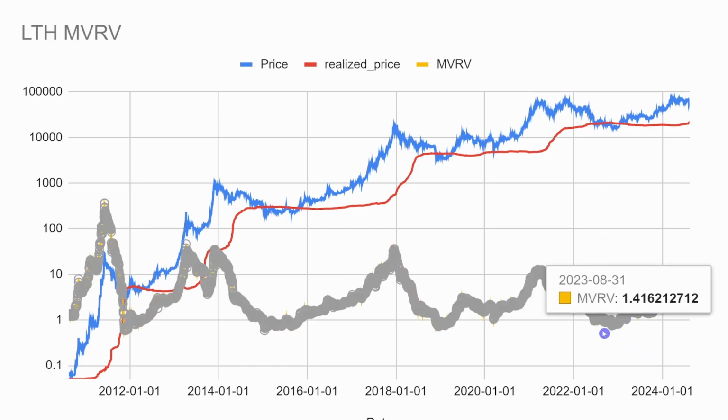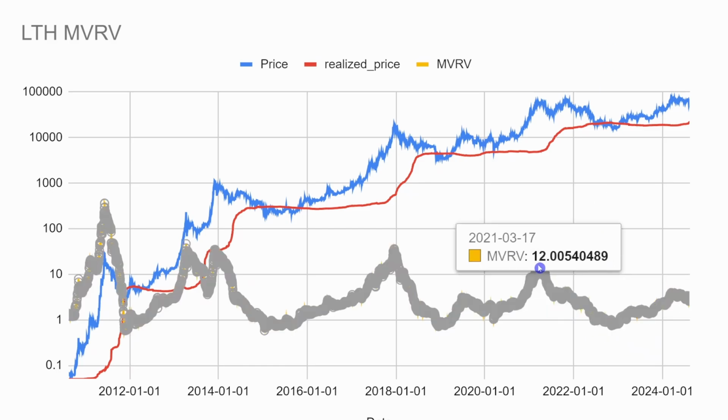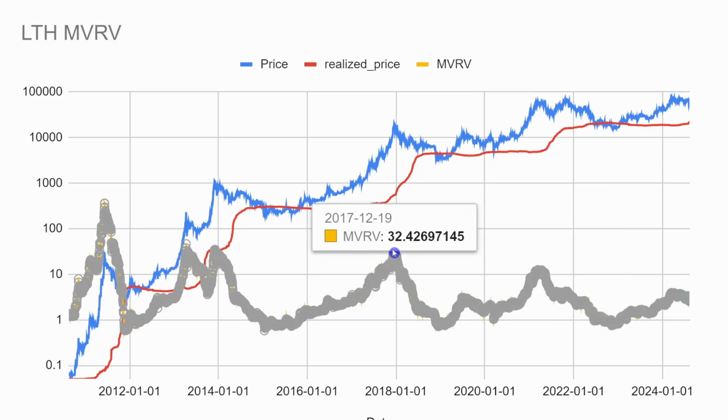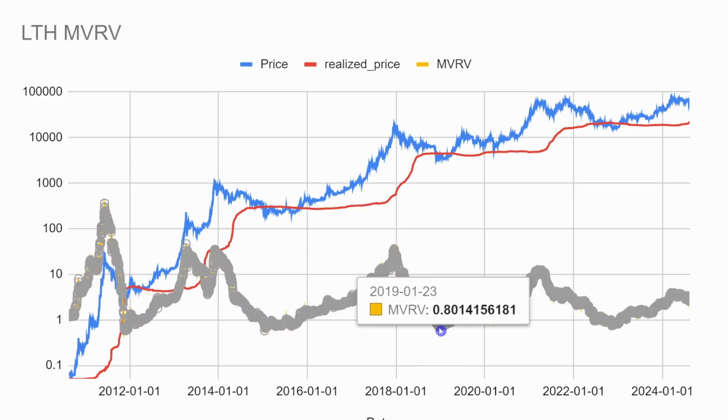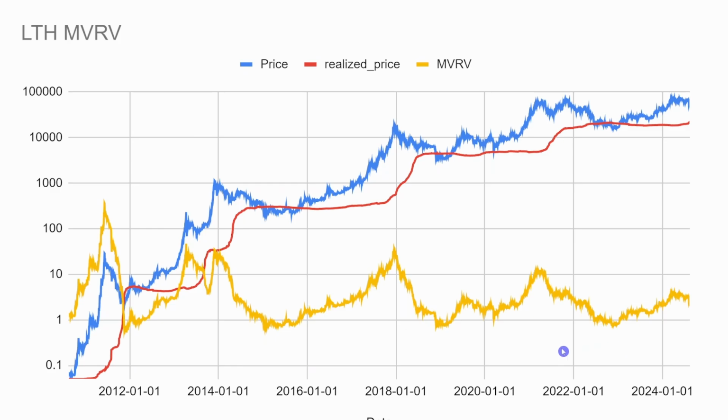Whereas we go back to the long-term holder realized price, really they're wanting to be at a 10, 20x, 30x potentially on their investments for profit taking, whereas they only really need to be break even for reaccumulation. So it's very different in terms of the investor behavior and sentiment when it comes to these two specific charts.